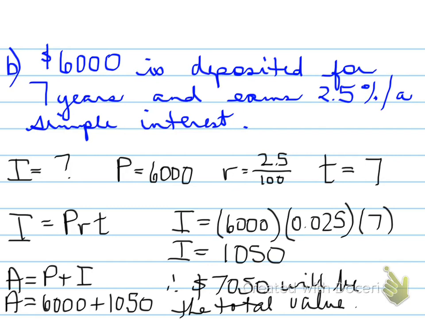And now just note that sometimes you'll be asked to find R or T, and that's, again, you would just divide. If you knew the I value and the P value, you divide by the remaining values to be able to isolate for R and T. Okay, moving on, we'll just try one more example for you folks.